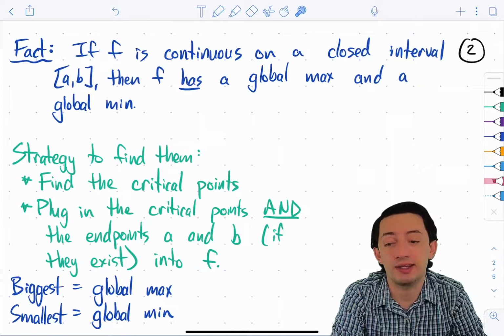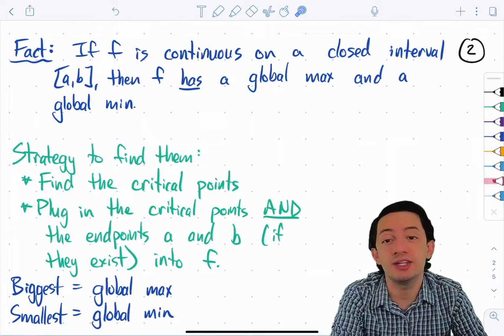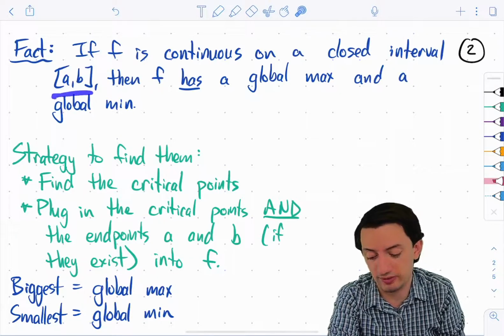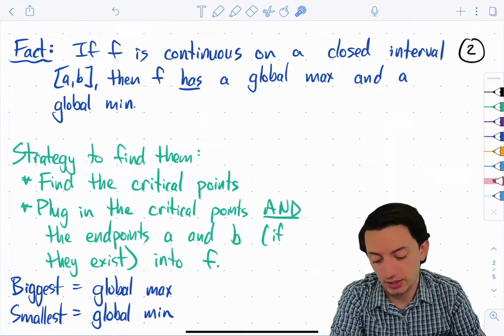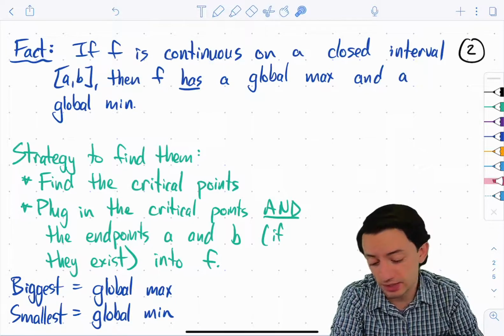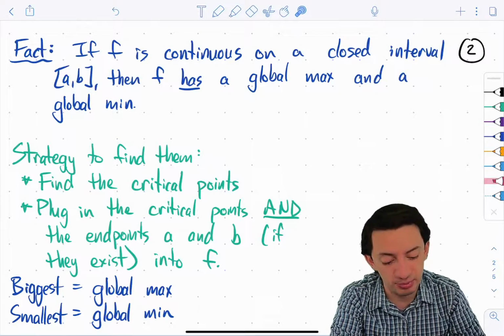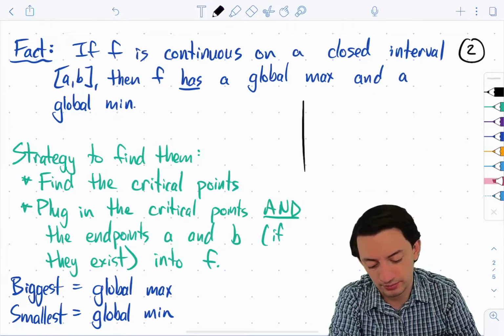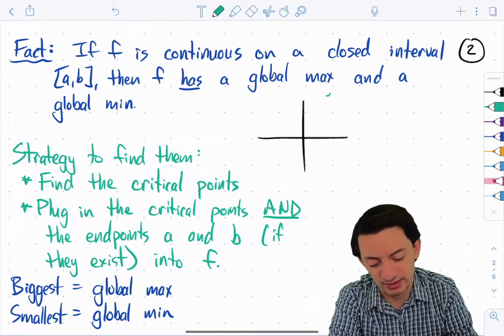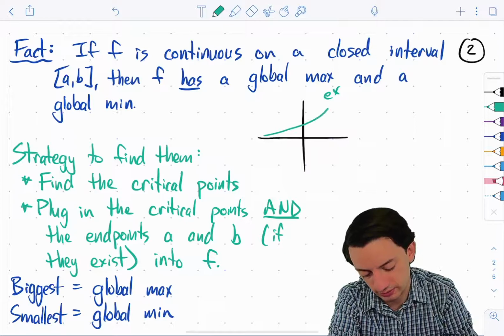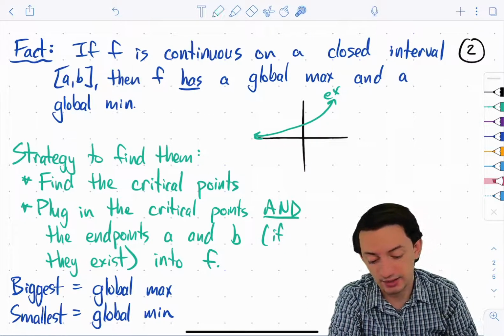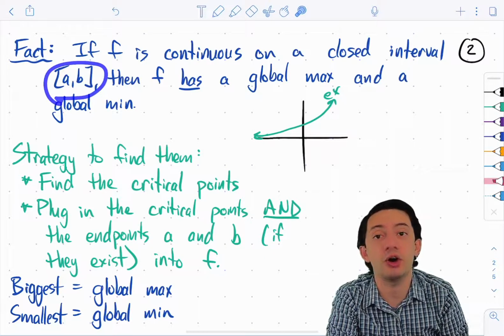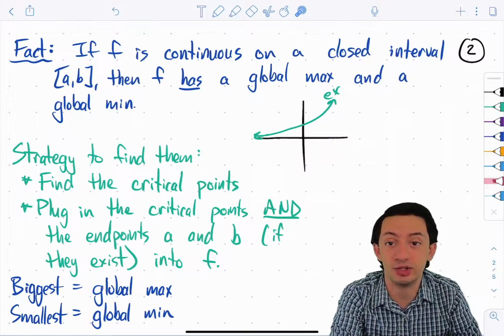Here's an important fact that will help us find them. If you have a continuous function on a closed interval, so we have endpoints a to b, then you're guaranteed that your function will have a global maximum and a global minimum. This assumption of continuity is important, and this assumption of closed interval is important. For example, if we had a function, let's say e to the x, we know what this looks like, roughly like this. This function is not defined on a closed interval. It's defined all the way to negative infinity and infinity, which is not a closed interval.